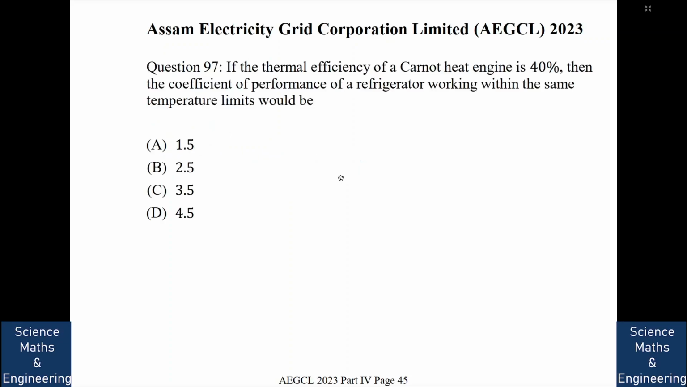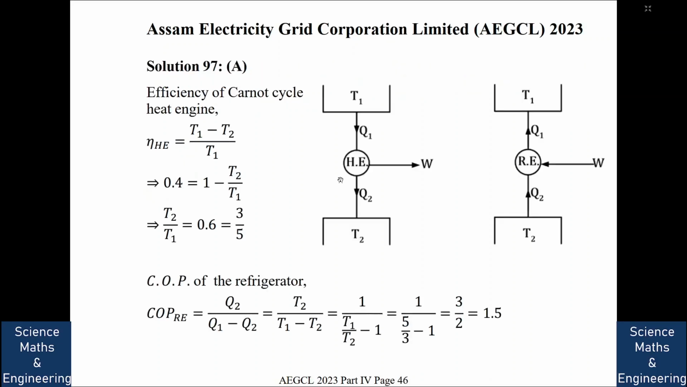Okay. So next question. If the thermal efficiency of a Carnot heat engine is 40%, then the coefficient of performance of a refrigerator working within the same temperature limits would be, so the answer is: efficiency of the Carnot heat cycle is 40%, so (T1 minus T2) divided by T1 is 0.4. So from here we get T2 by T1 equals 3 by 5.